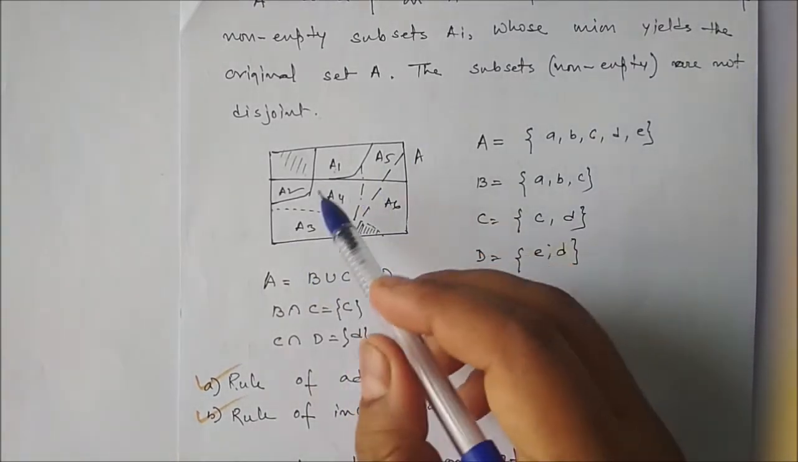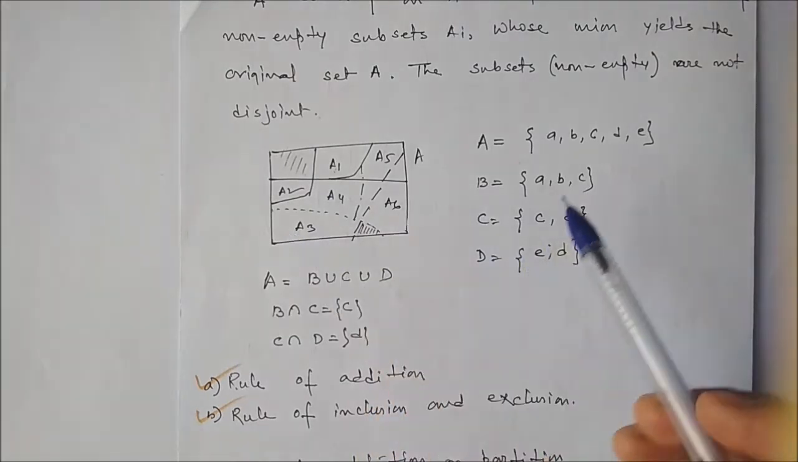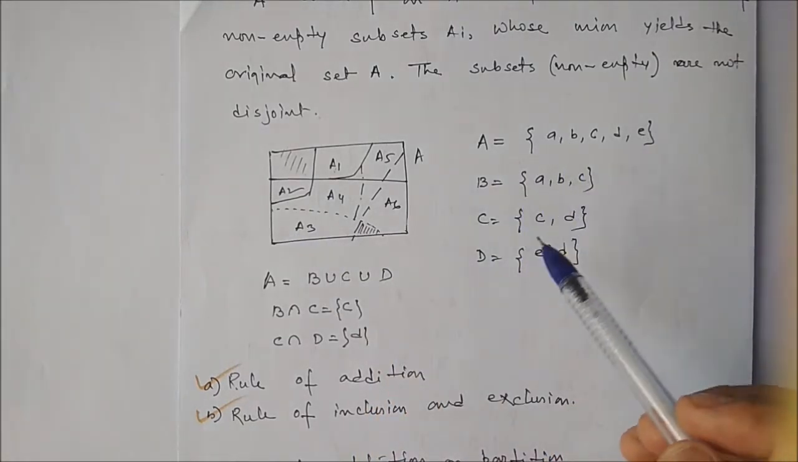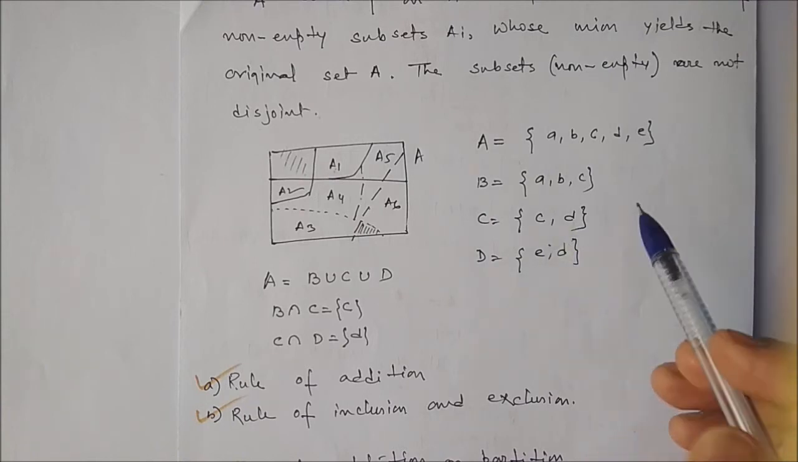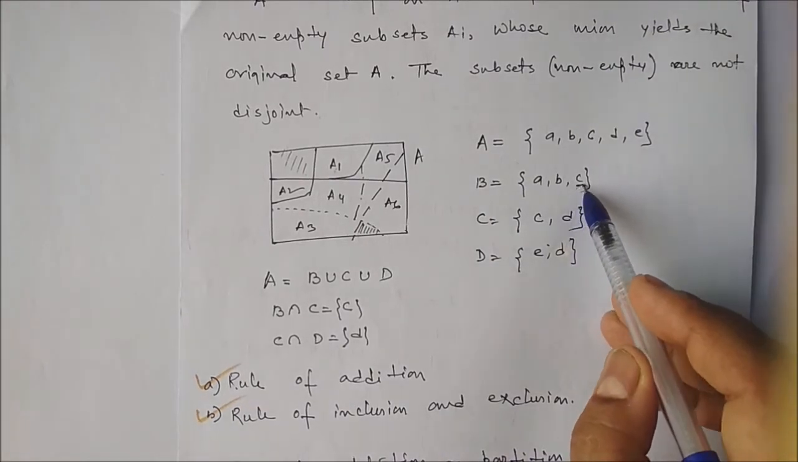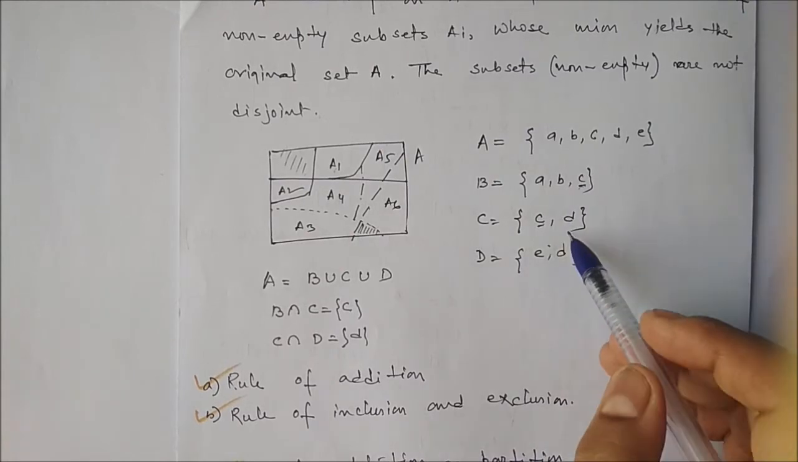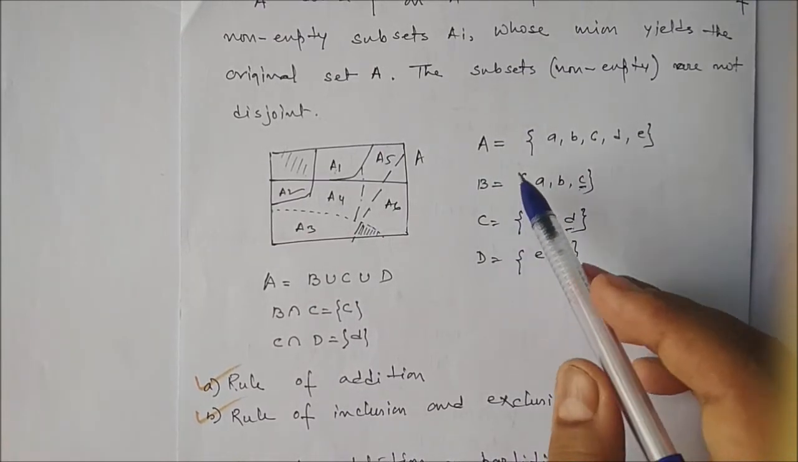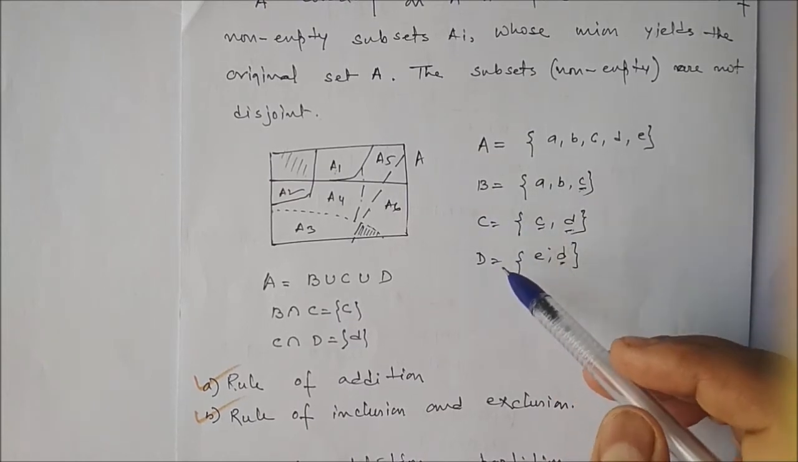Okay, here the sets are not disjoint, they overlap. Here A contains A, B, C, D, E, and B contains A, B, C contains C, D, and D contains E, D. So you can see the element C is there in both sets. Similarly, D is present in both sets. Definitely, these sets are overlapped. These are not disjoint.